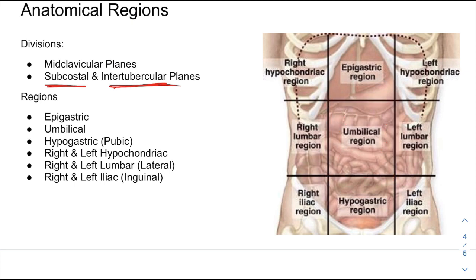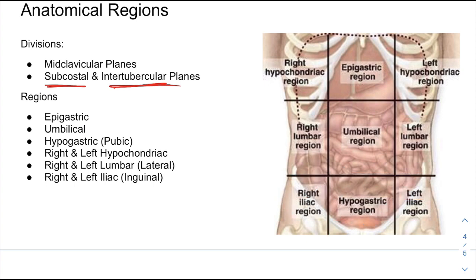Finally, we're now going below the intertubercular plane right here. And on the right and left side, we have the right and left iliac region. This is also known as the right and left inguinal region. And in between them, this is the hypogastric region. And that is the final term I'm going to give you for this lecture.